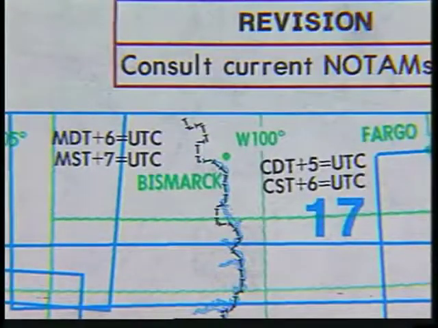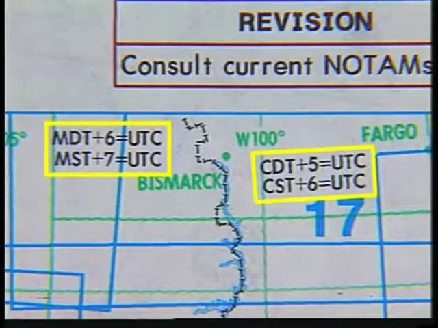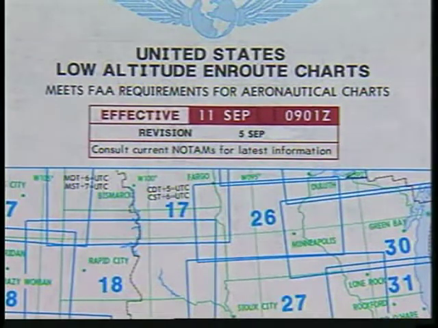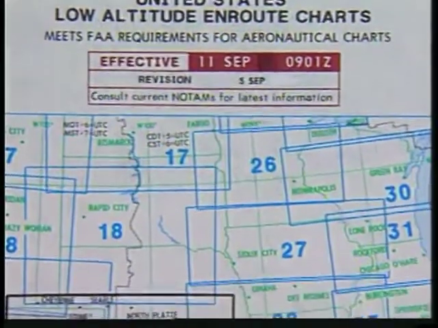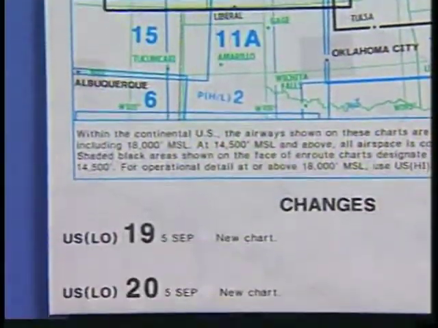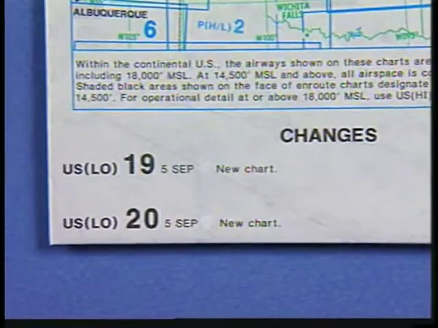The front panel also provides the formulas for converting daylight and standard time to universal coordinated time. Here you can see the conversion formulas for both mountain and central times. Above the chart index is the effective date. You should not use this chart before 0901 Zulu on 11 September. If the chart does not have a specific effective date, it states effective upon receipt. In addition, the front panel contains a listing of major changes which have occurred since the last printing of the chart.